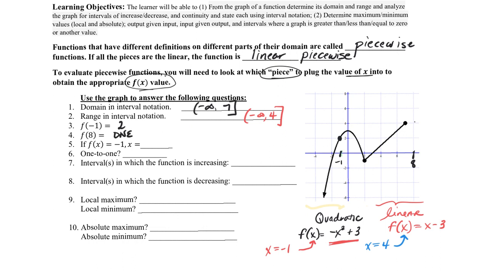Well, this makes sense because remember, our domain here was from negative infinity to 7. So 8 is actually outside the domain. So it makes sense that there's no corresponding point on the graph because that's not even within the domain of the function.